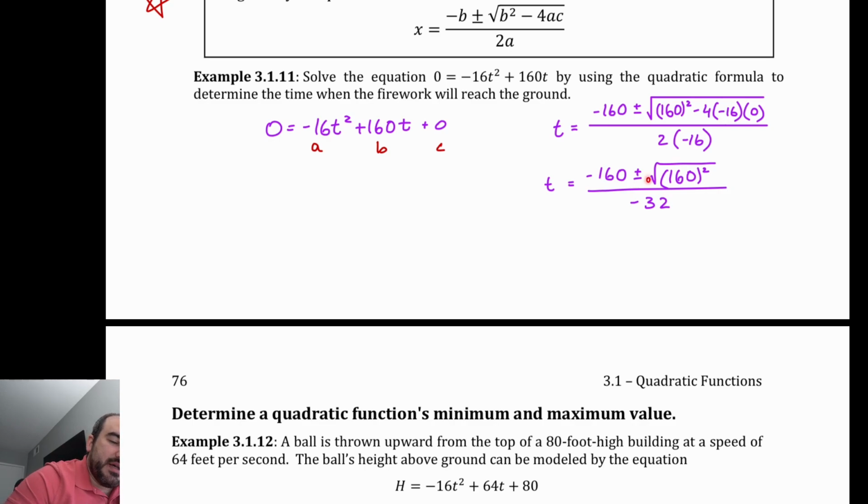We notice that the square root and the square can cancel each other out, right? Because we just have a square inside of a square root. So those can cancel out. Essentially, we have a negative 160 plus or minus 160 divided by negative 32.